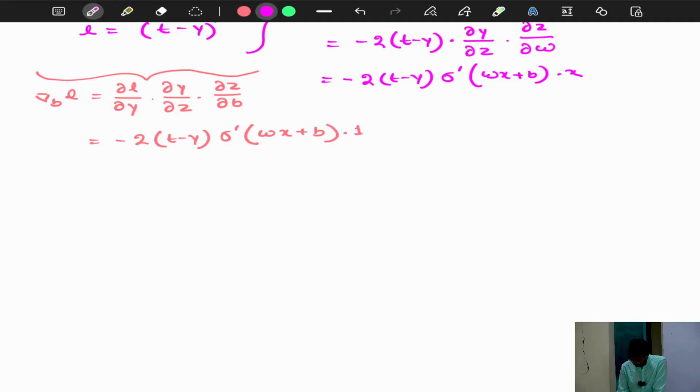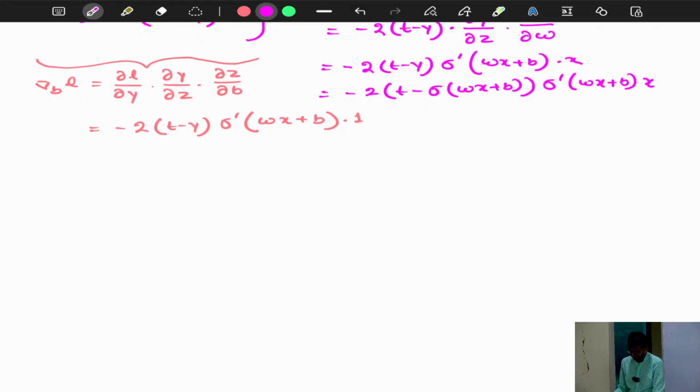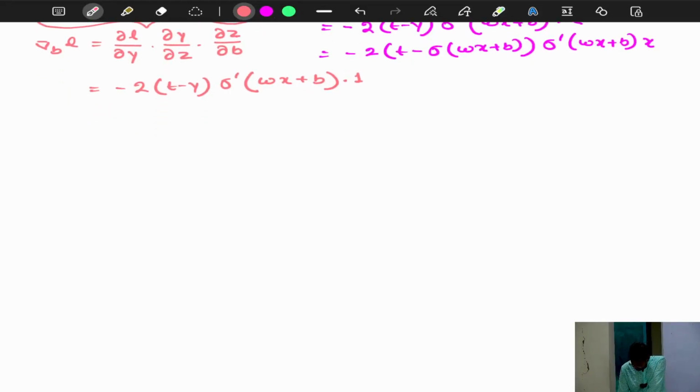Actually, I should write one more sentence here. So, this is equal to minus 2 t minus sigma of wx plus b, sigma prime of wx plus b, x, right. If I am being complete, there should not be any y. Similarly, for b this is equal to, again the same thing, minus 2 t minus sigma of wx plus b, sigma dash of wx plus b. Okay. Clear?